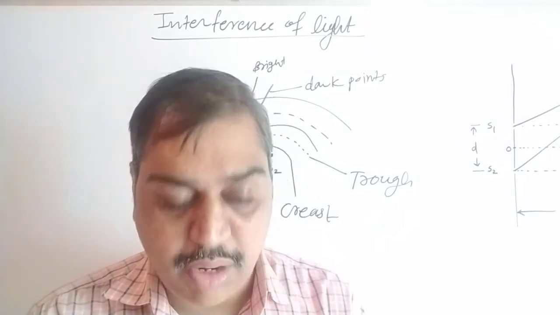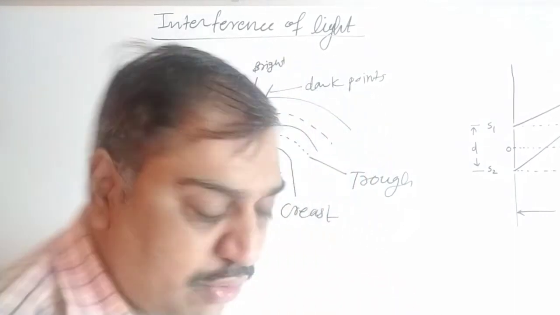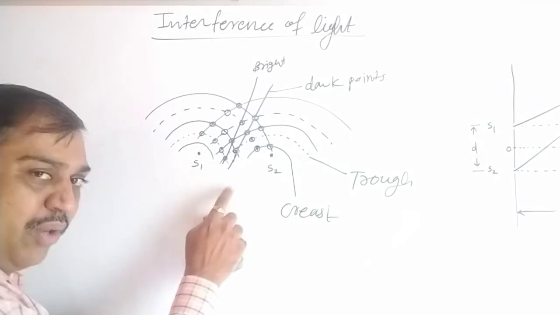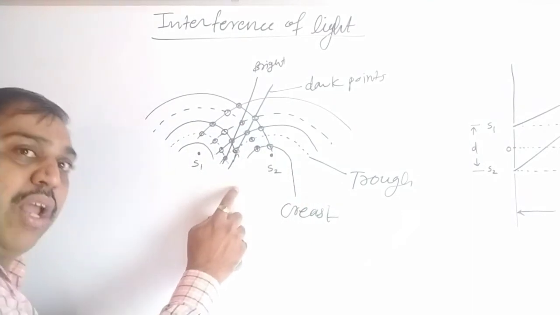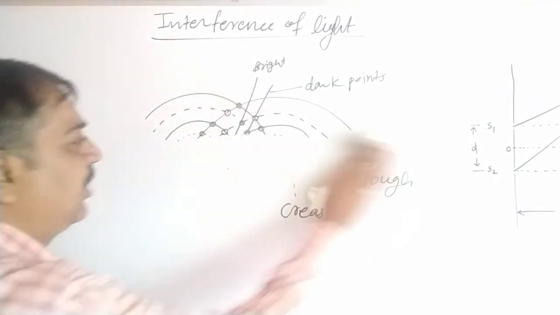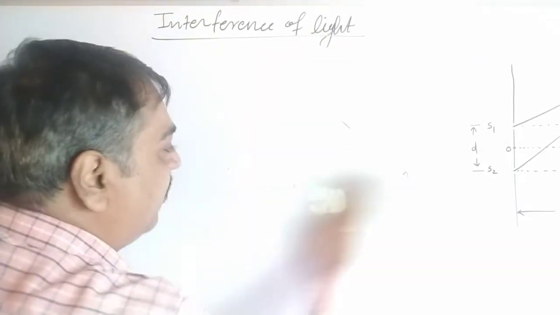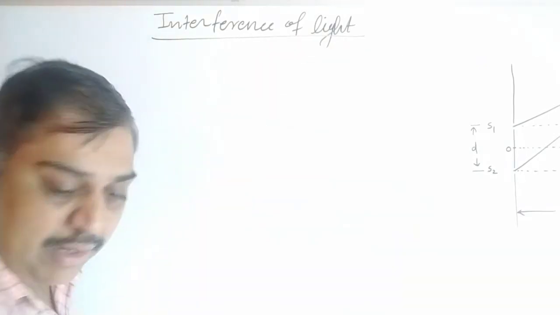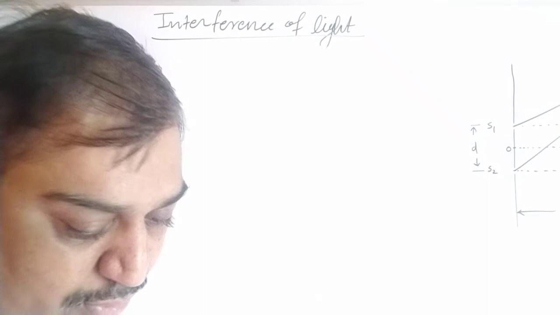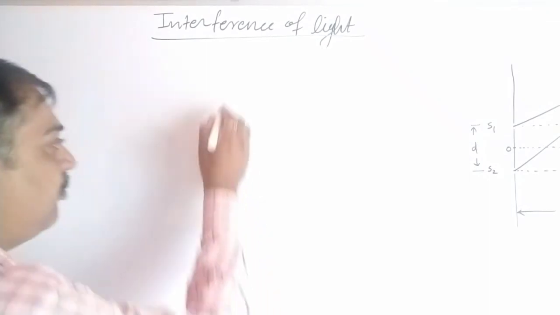Apart from this, the next topic of the syllabus is coherent sources of light. The same thing we are going to learn in Young's experiment. We are not going to see all these things, just in shortcut we will finish that part, because the same thing is mentioned there. Let's start with coherent sources of light.